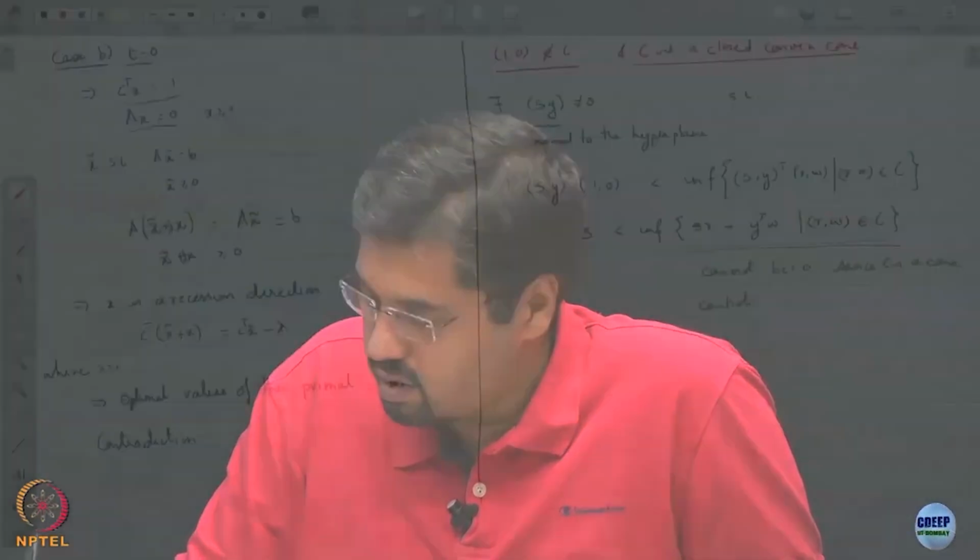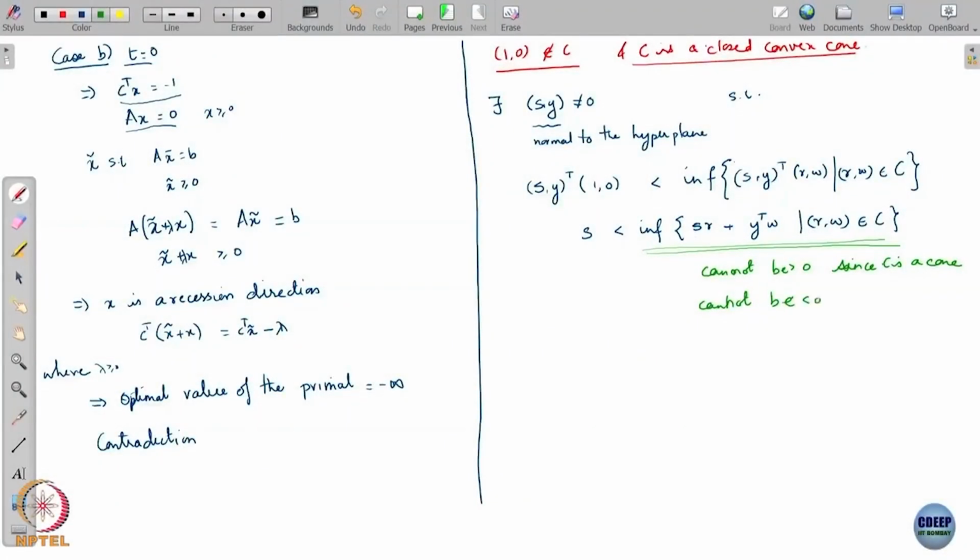So, let me summarize this. It cannot be negative, again, since C is a cone.